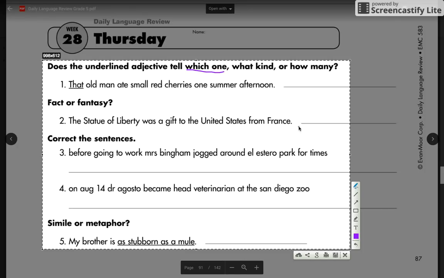All right, here's what I want somebody to tell me. How many Statues of Liberty are in the world? I want you to find that out for me. When you find that out, come let me know, please.